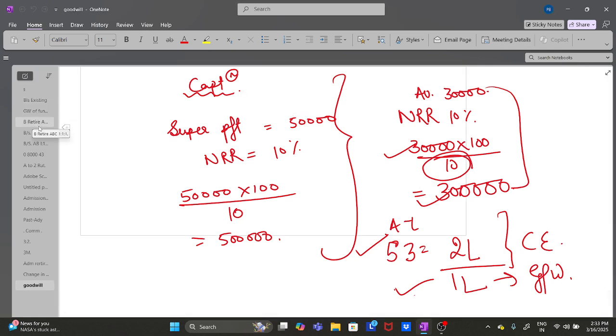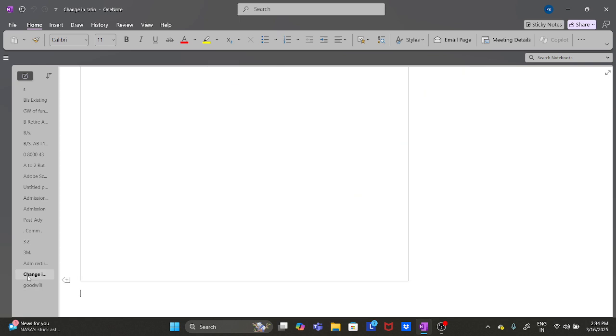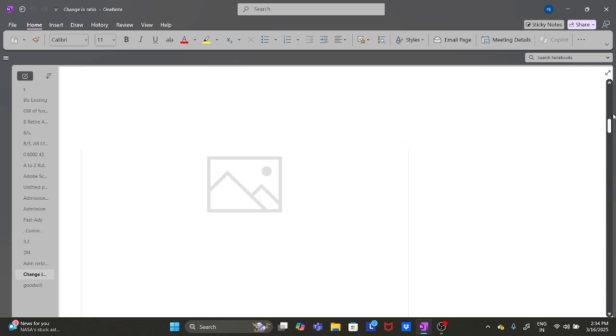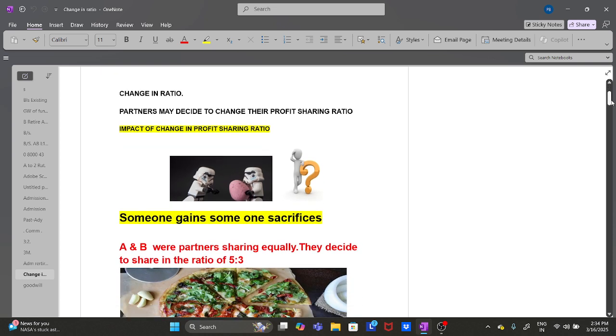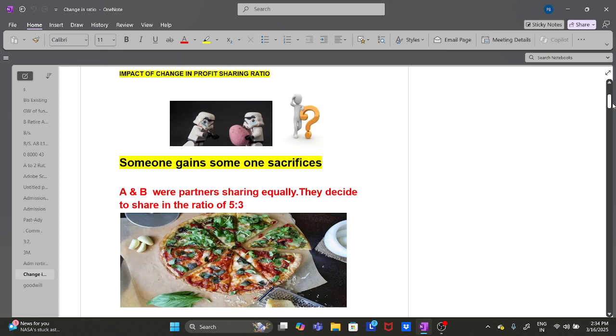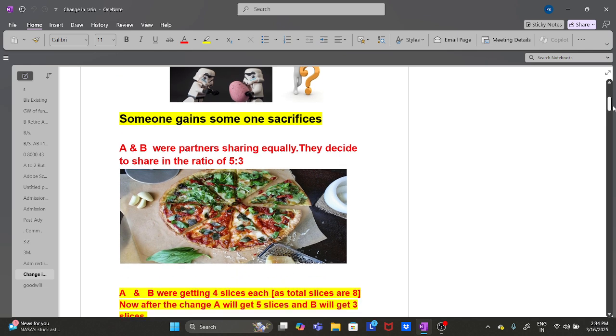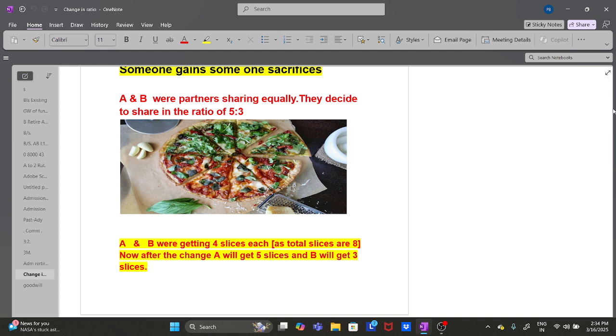Now we'll be studying about change in PSR. Change in PSR means when the profit sharing ratio of partners changes. So let's try to understand that with the help of one example. There are two partners, A and B, and they've explained it with the help of slices.